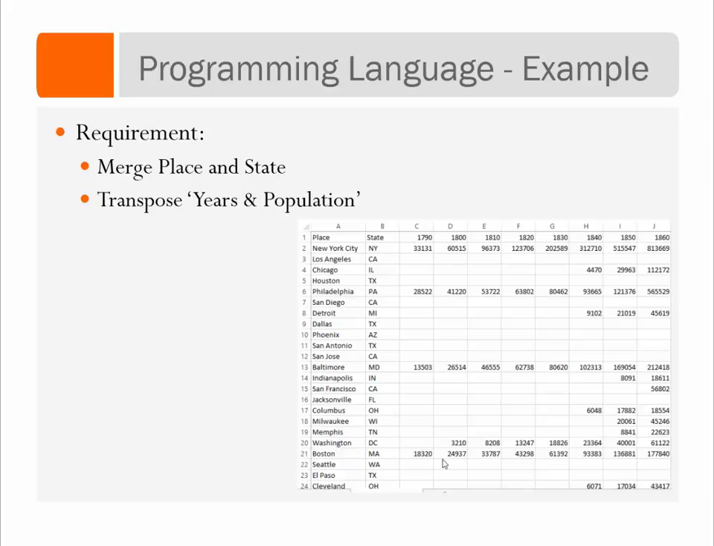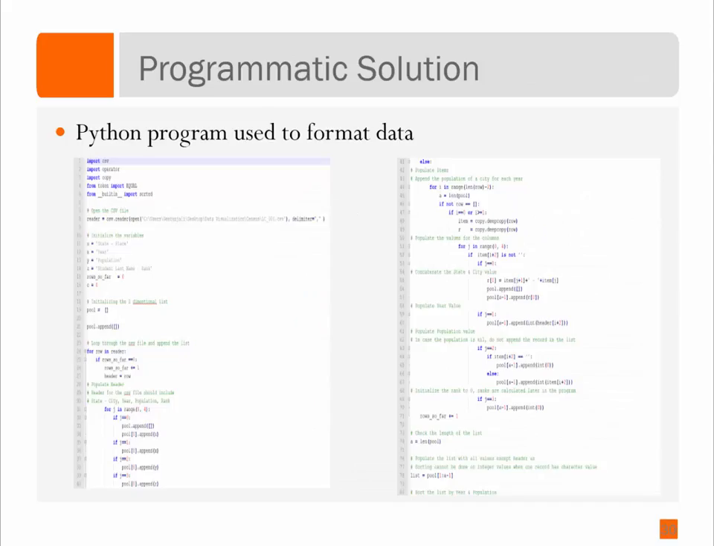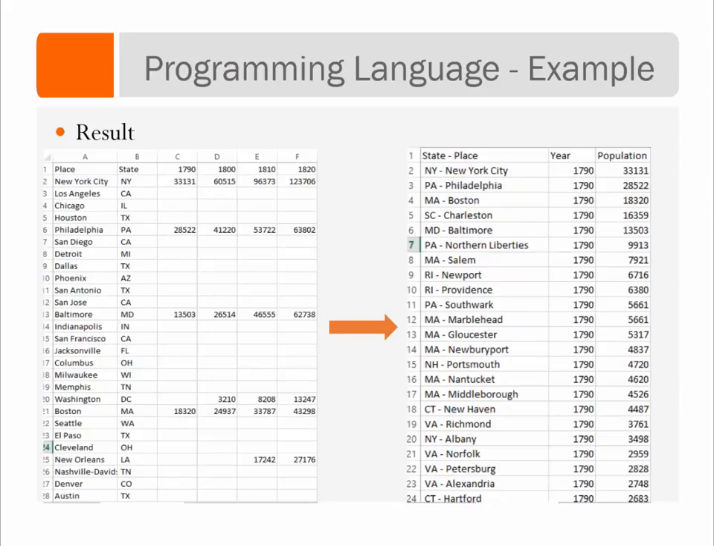So one of the things we might do is transpose that years in population. So we might have our location, then we have the column of year, and then we might have the population in a third column. Now, once I have that data file, I can load that into a Python program, and I can even choose to reformat the data in Python if I would like to. And this is what that programming language example result might look like.